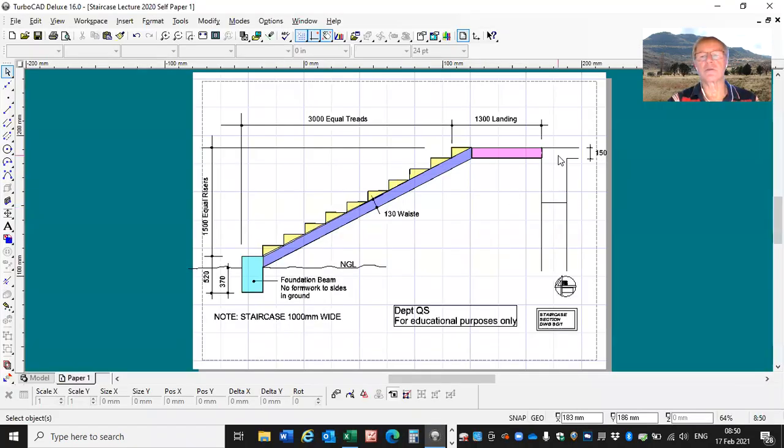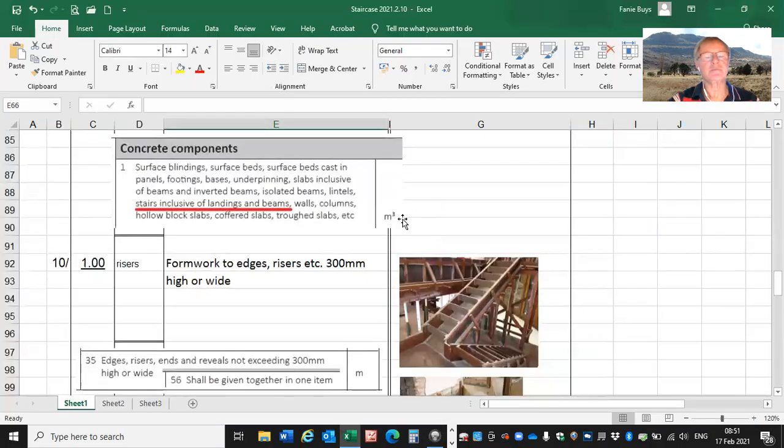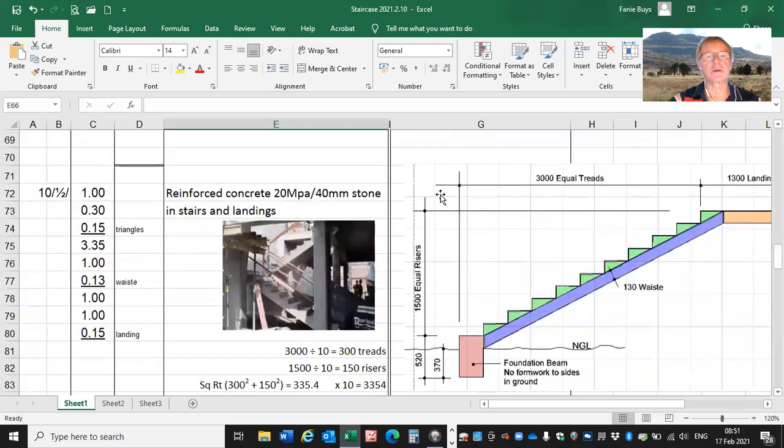In other words, not that one there, but if we have, let's say, 2 flights of stairs and there was a beam in the middle of the staircase, that beam would have been included in the measurement of the reinforced concrete in the stairs and landings. So that is the standard system. It is measured in meter cube. So the description there: reinforced concrete, the mix, in stairs and landings.